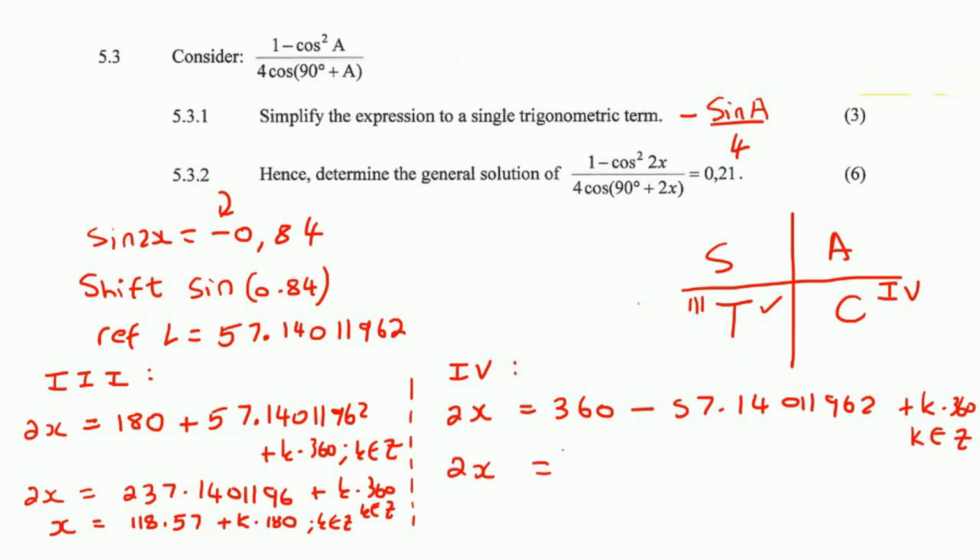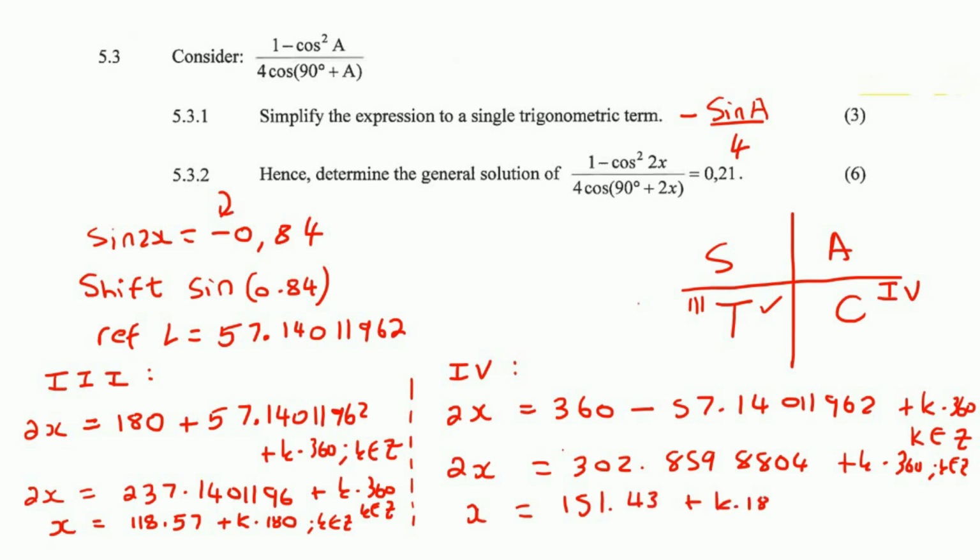And so if you had to put those two numbers together, you're going to get 302.8598804 plus k360. K is an element of z. And now we're just going to go divide everything by 2. And so now we can round off to 2 decimal places. So that's 151.43 plus k times 180. K is an element of z.